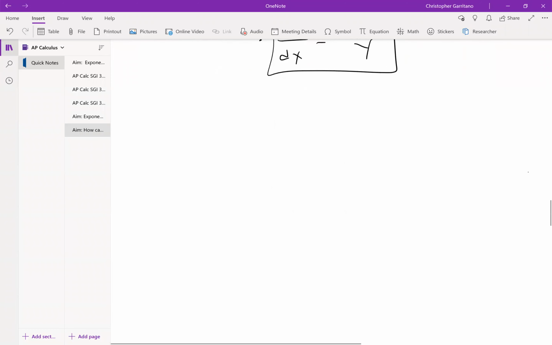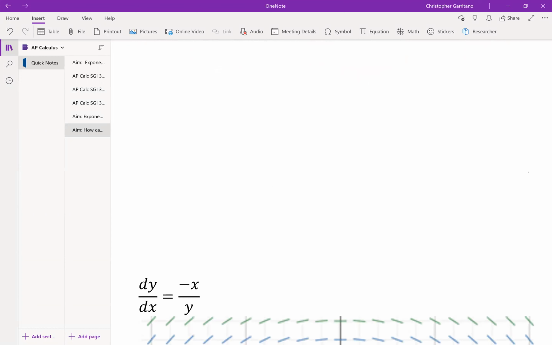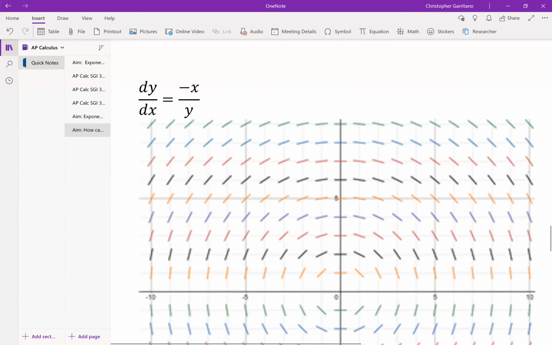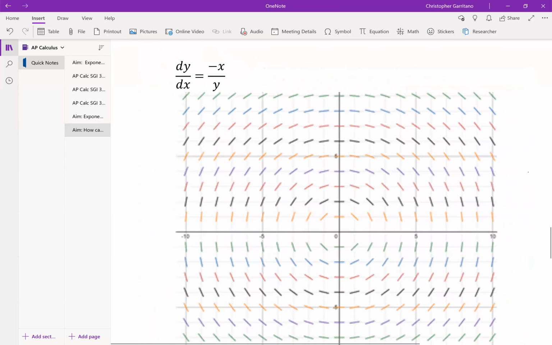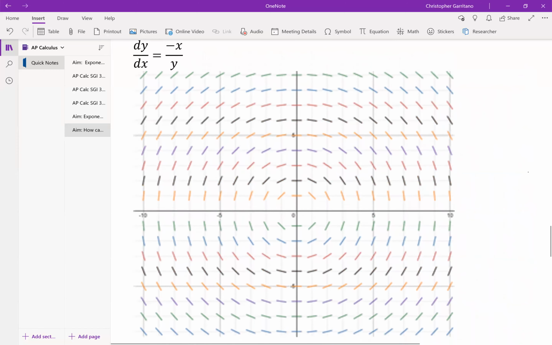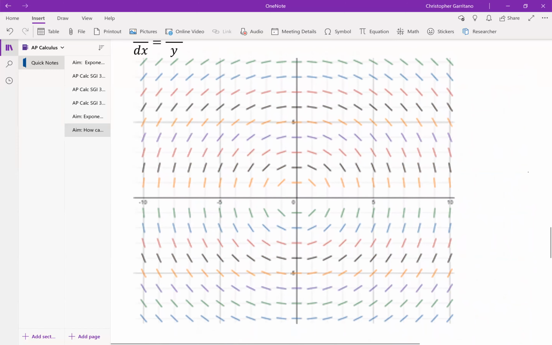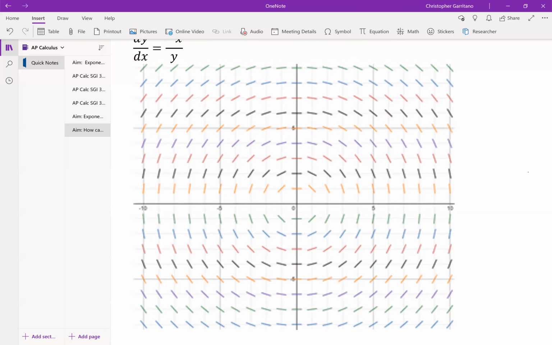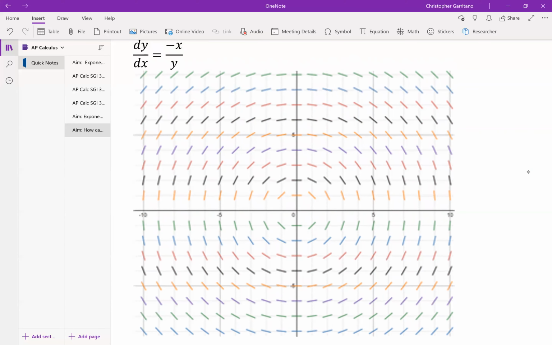All right, scrolling down. And if our differential equation is dy/dx equal to negative x over y, then hey, this is what our slope field looks like. And as you can see, it looks like the curves that match this slope field, or that are defined by this differential equation, seem to be circles, and that is indeed the case. So you see a whole bunch of concentric circles inside of this slope field.